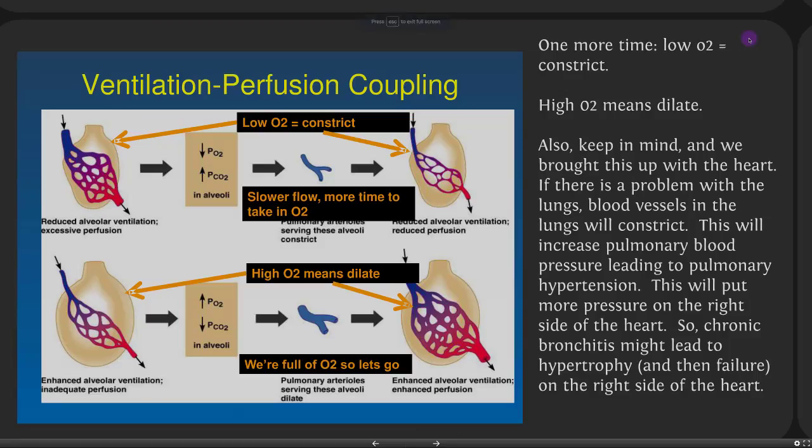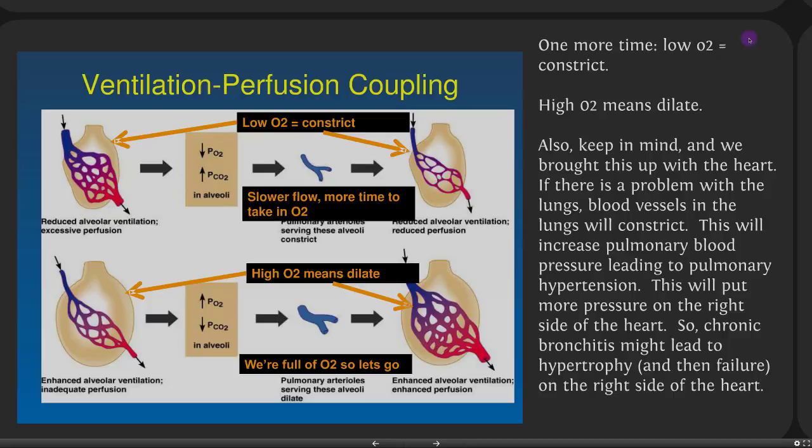One more time then. Low oxygen, blood vessels constrict. High oxygen, blood vessels dilate. Also keep in mind, and we brought this up with the heart, if there's a problem with the lungs, blood vessels in the lungs will constrict. This is going to increase pulmonary blood pressure, leading to pulmonary hypertension.